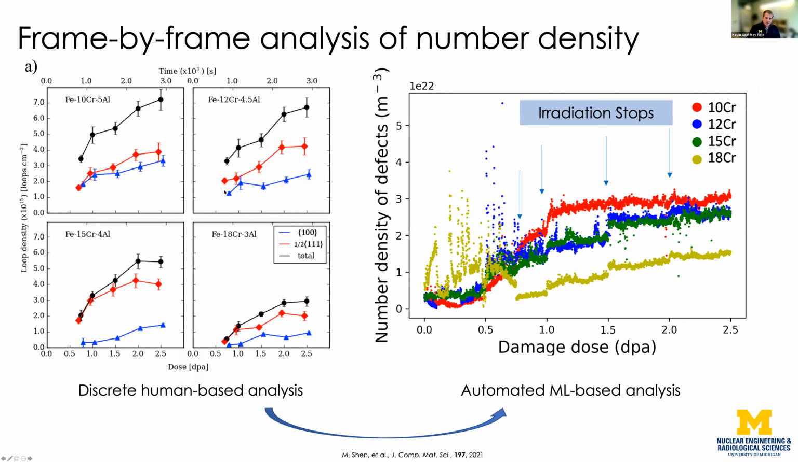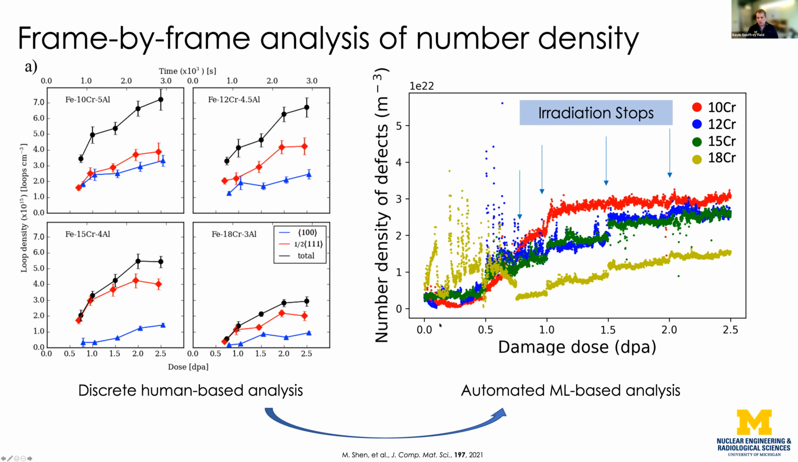Last example, or comparison between our previous paper and what we're doing nowadays. This is the previous paper publication on number density that I had shown, where we showed that the 18 chrome is completely suppressed in the number density compared to the other alloys, right? Only 5 discrete points. Now this is the full detection across every single image frame for all the in-situ irradiations.